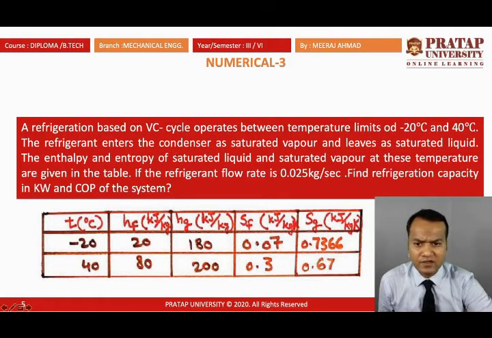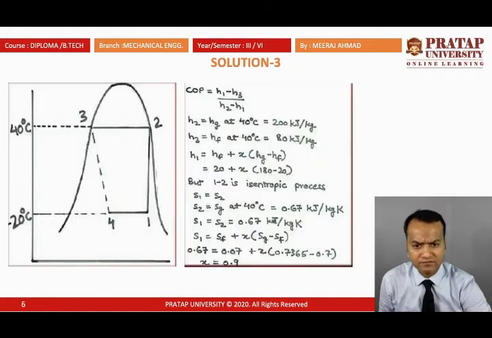So, the main point in this question is that the refrigerant inside the condenser is a saturated vapor. So, at the outlet of the compressor, the refrigerant should be in saturated vapor state. Now, first you draw the TS diagram for this numerical, then you have to solve the numerical part. So, how can you draw the TS diagram? Let us see how we can draw it.